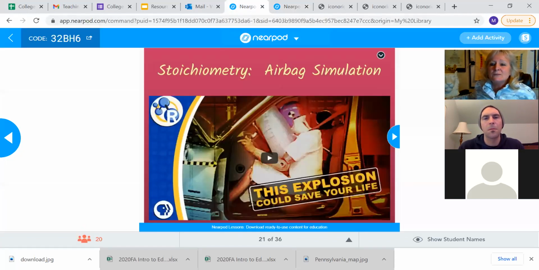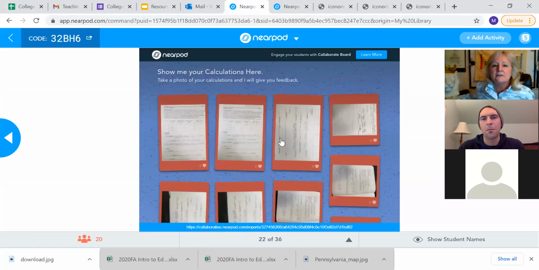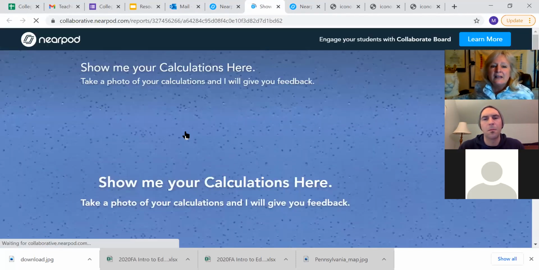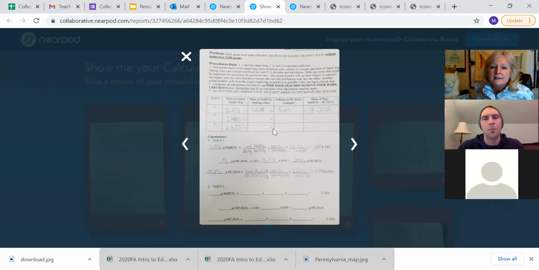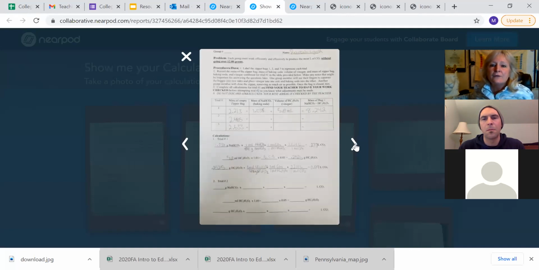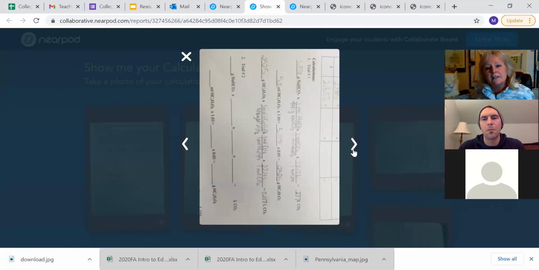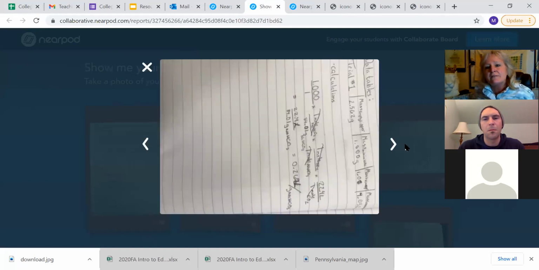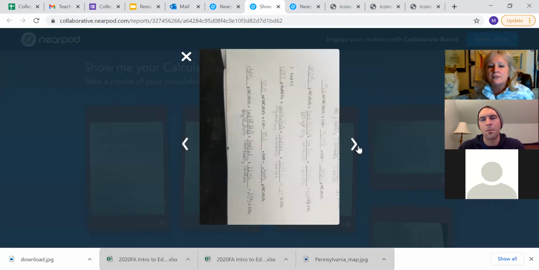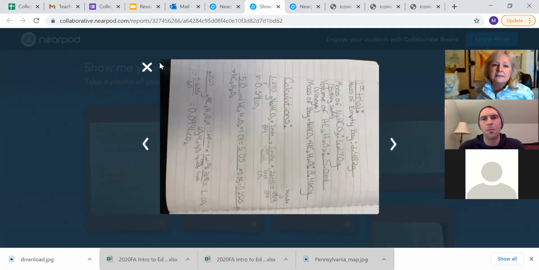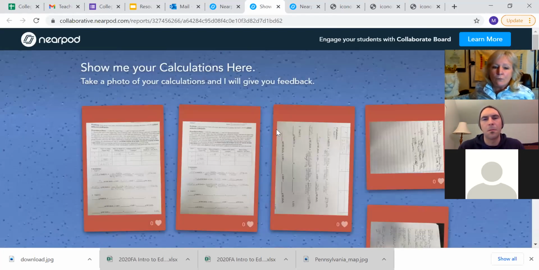And so this is what that looks like. So here's their calculations. And then if I click on it, I could see them and say, wait a minute, I think you're doing something wrong. I could just look at their data table, and I could go through every student's calculations and give them feedback before they actually moved on. And so they were taking pictures of things as we were going through the lab.